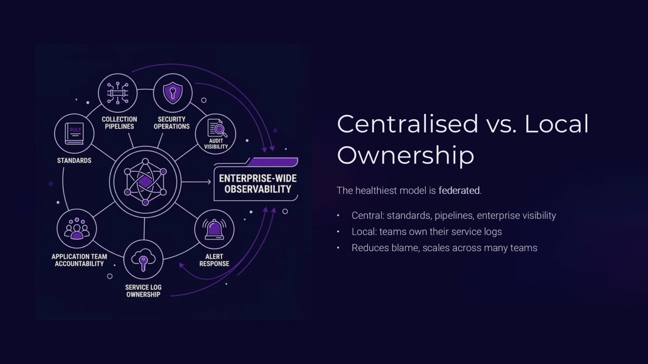Centralization provides consistency and enterprise-wide visibility, which security operations and audit teams require. Local ownership ensures application teams remain accountable for their service logs and do not outsource responsibility. The healthiest model is often federated: central standards and central collection pipelines, with clear responsibilities for teams to produce high-quality logs and respond to alerts. Leaders care because this reduces blame and gaps. Architects care because it scales across many teams without forcing a single team to own everything.